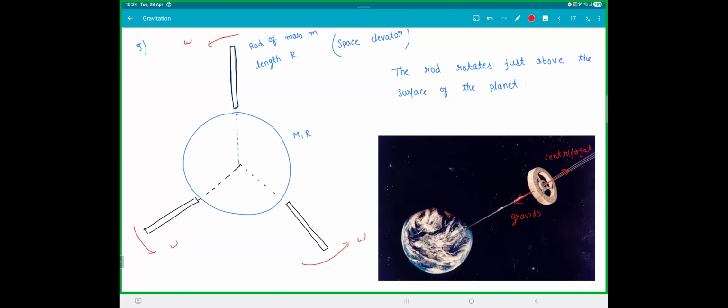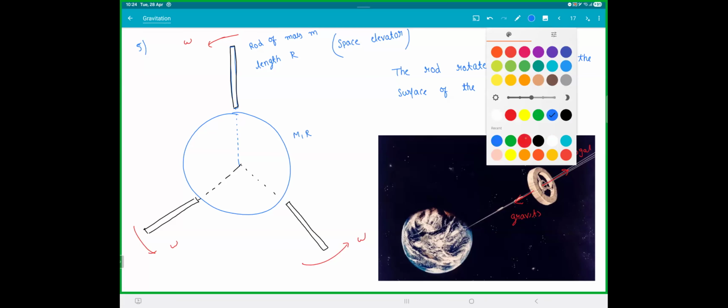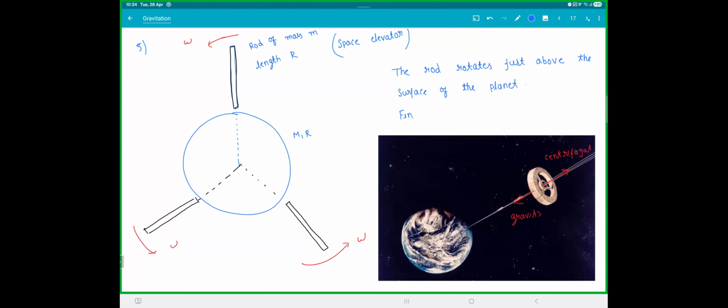So you have to rotate with a certain omega or else you're going to crash into the planet. So find that omega. So what is that omega of the rod, and the tension in the rod? If this rod is rotating, it will be under tension. As a function of x, where x is the distance from the center.